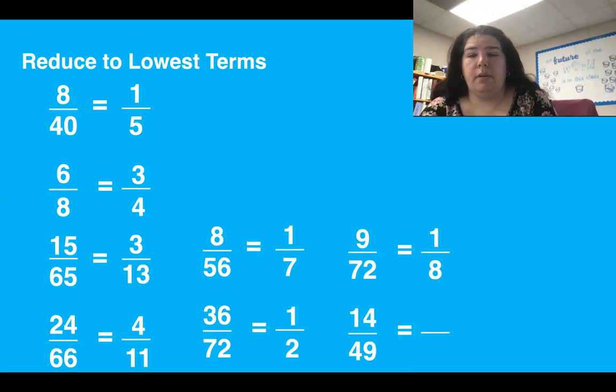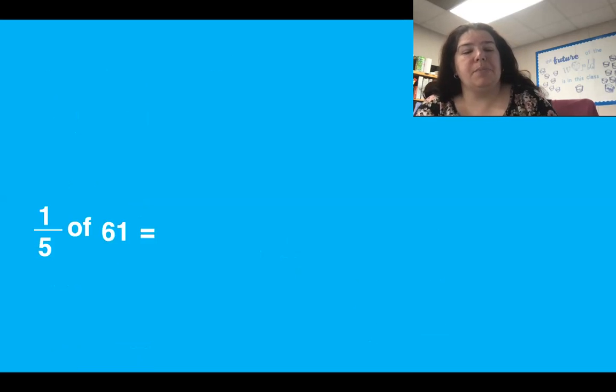14 over 49. Awesome. You're going to divide by 7. 14 divided by 7 is 2, and 49 divided by 7 is 7. Excellent job. All right. How about these problems?